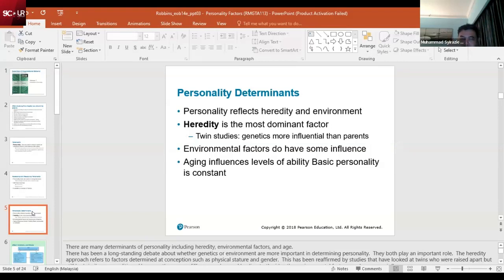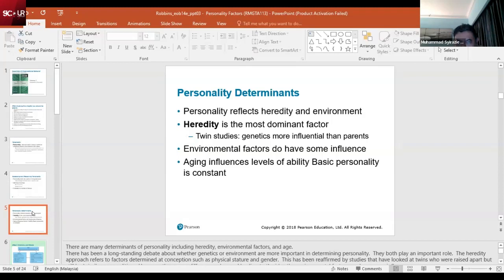There are studies of twins in which they are separated and brought up by two different families. When they reunited, the result of the study shows that even though heredity and environment are the most influential factors for personality, genetics, which is the heredity, is more influential than the environment. It says that genetics is more influential than parents because they have been brought up by different parents. So environment, yes, okay. Parents are a part of the environmental factor.